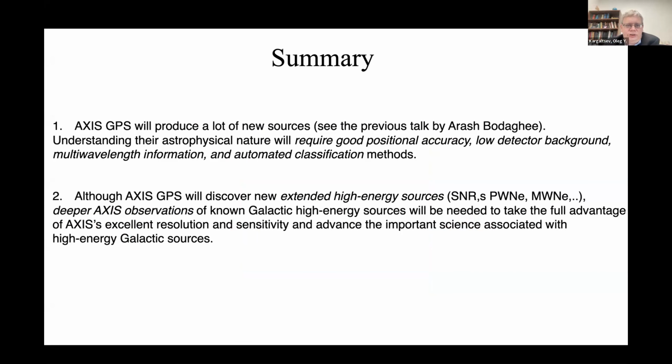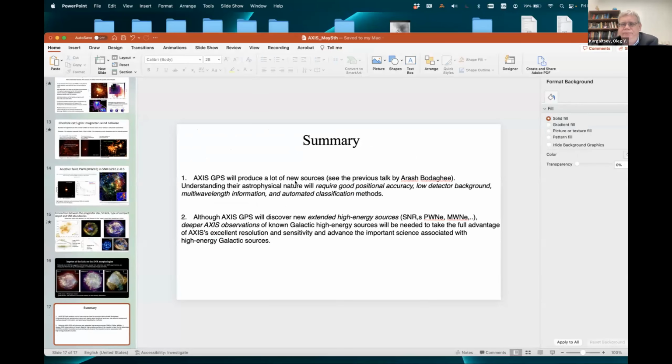And here's my summary slide, which basically summarizes the two main points: that AXIS will produce a lot of new point sources. They will be detected in the AXIS GPS, but we do need certain things to be able to make effective use of those numerous X-ray sources. And also there is this other part of science, which is extended high energy objects, where deeper observation with AXIS may be needed, although some of these new objects of that type will be discovered in the GPS. Thank you very much. I'm done.